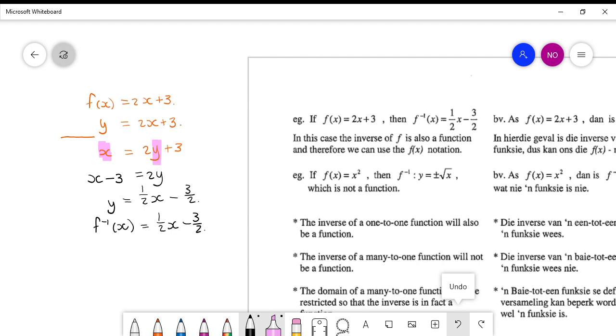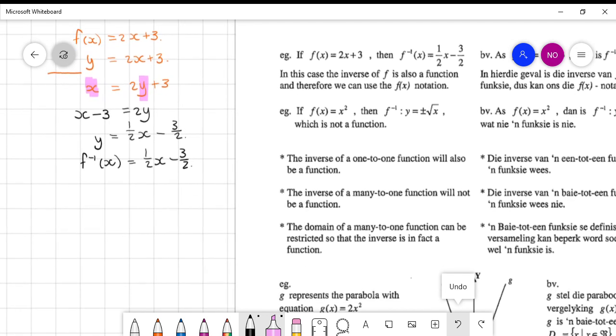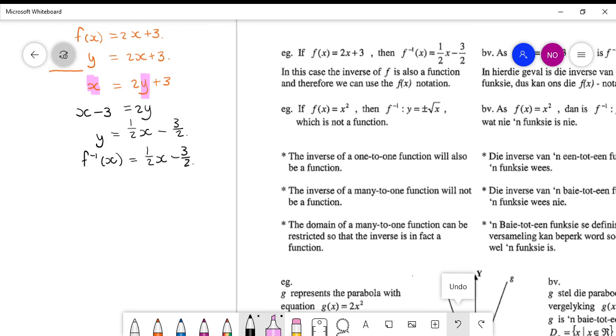Eens kyk hoe laat lê die klok. Okay. Ek gaan nog aangaan, al kan ek sien julle kan nie meer konsentreer nie. Maar ek gaan nie meer vir lank aangaan nie.